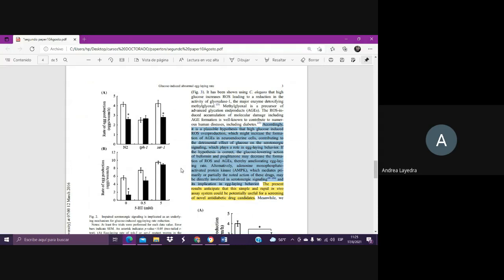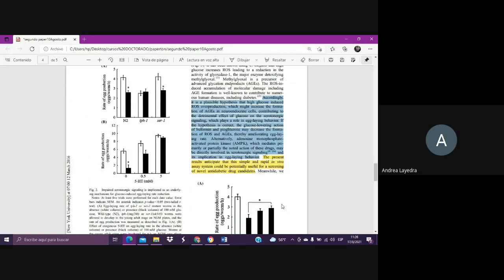And 5-HT dose-dependently increased the egg-laying rate even in the presence of glucose and completely counteracted the effect of glucose at concentrations of 5 millimolar. These results suggested that high glucose did not impair the vulval muscle function that consequently influences egg laying.